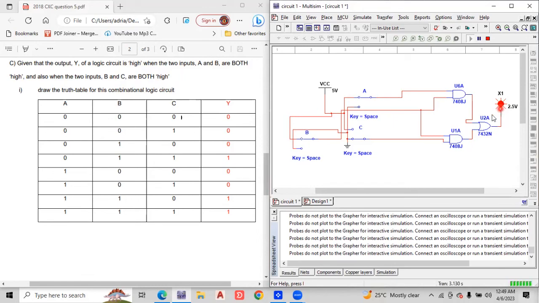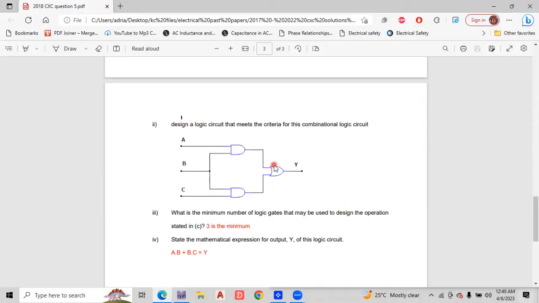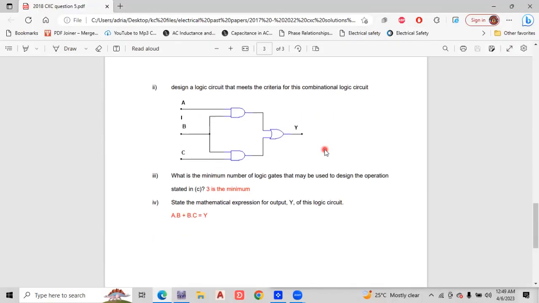So now to the final one. So A high, B high, and C high. So the lamp or the indicator should remain on. All right, so there we go. So based on what we just did, this tells me that this circuit is the correct circuit. So let's move on to part 3.